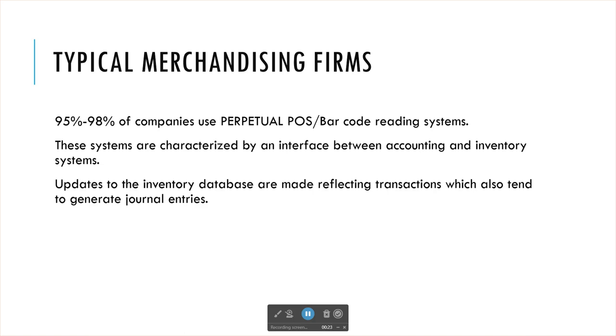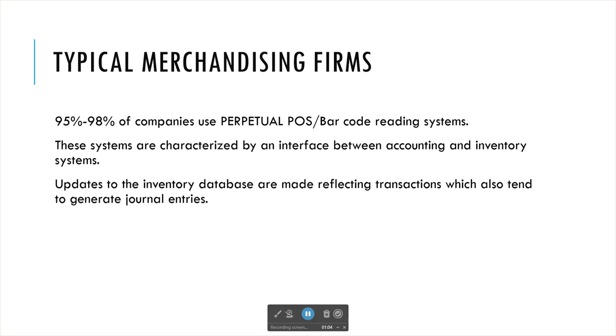Typical merchandising firms today use perpetual POS, barcode reading systems, however you want to describe it, where we have scanners, and the scanners then will create an interface between the accounting and the inventory systems. The inventory system is a detailed record of items that are in inventory, where they are located. It has a lot of detailed attributes in it that don't really have a direct link to financial reporting, but it is helpful and really necessary to have this information.